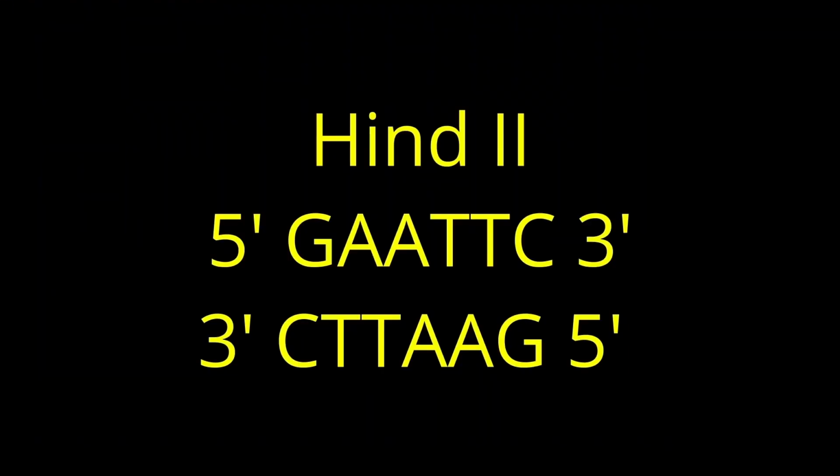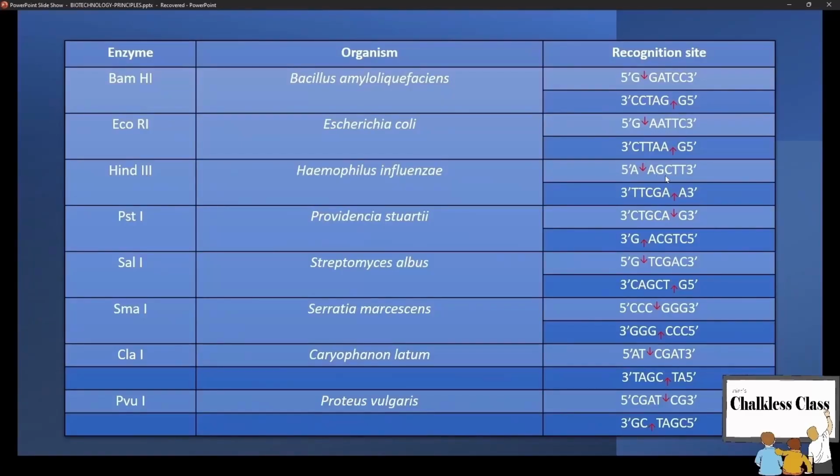Let us take HindII. This HindII is cutting between G and A. It can recognize GAATTC. But HindIII can recognize the AAGCTT sequence. That is GAATTC for the former, and this is the AAGCTT sequence it can recognize.